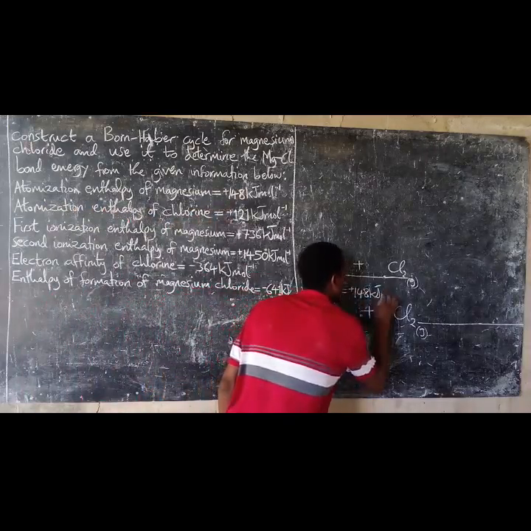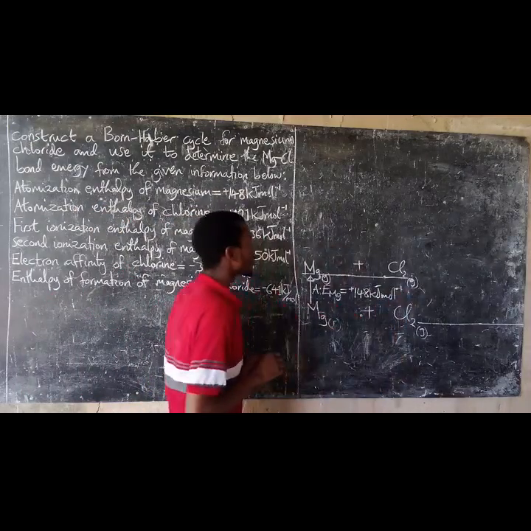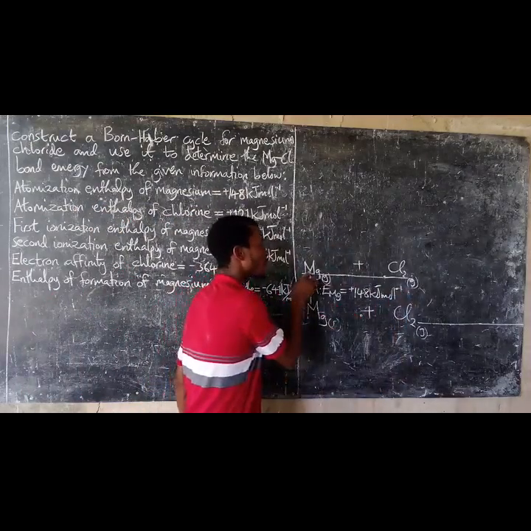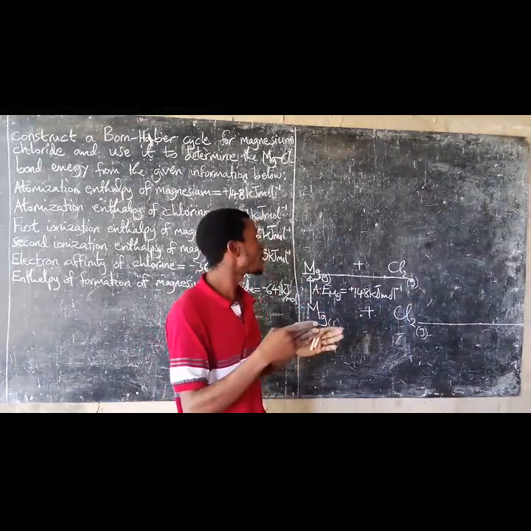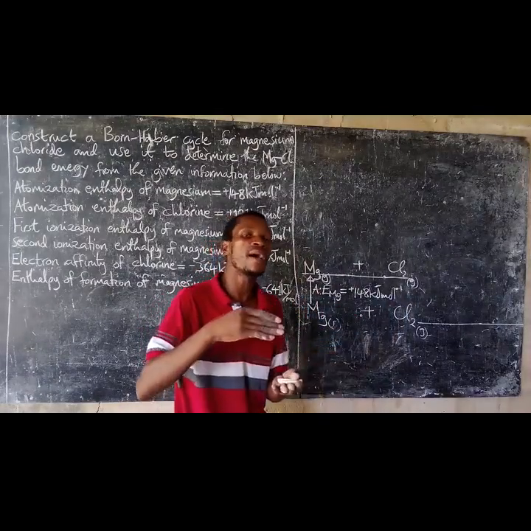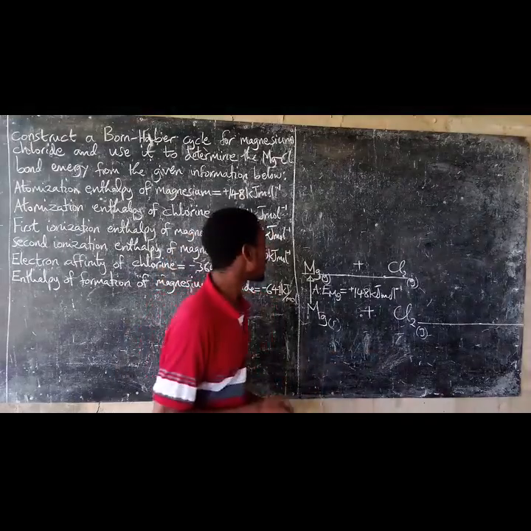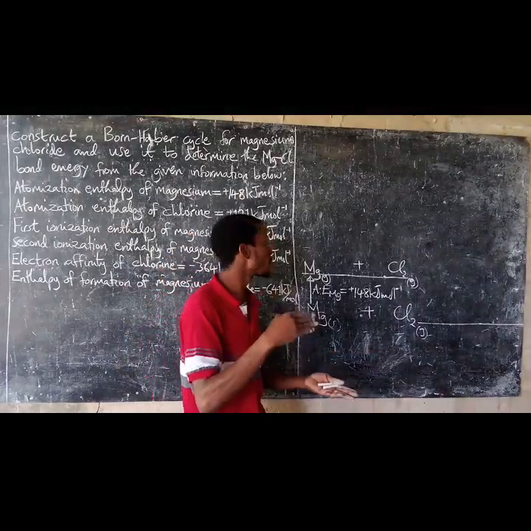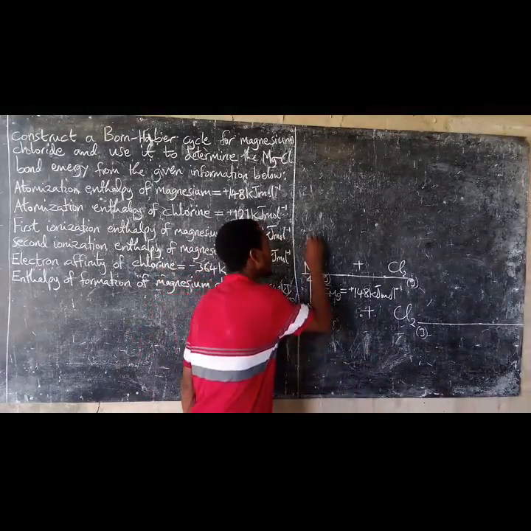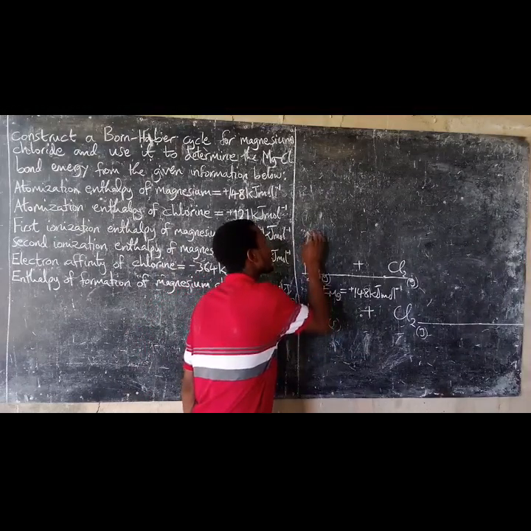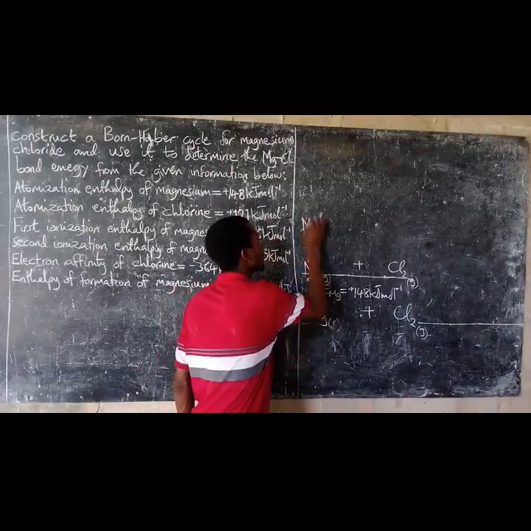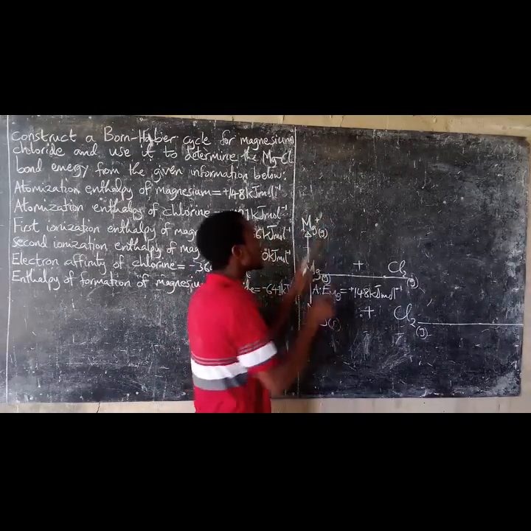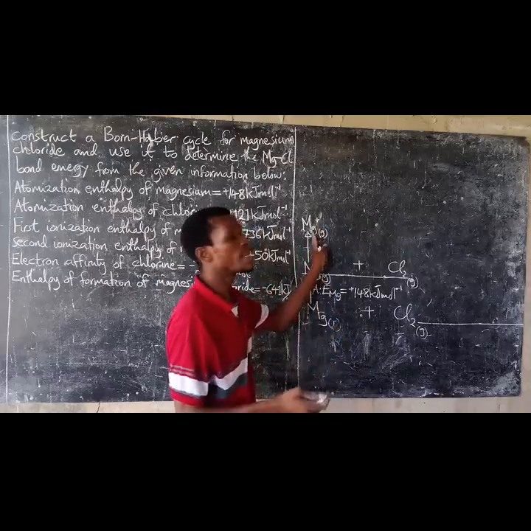148 kilojoules per mole. Then magnesium loses 2 electrons, but the 2 electrons are not lost at once. They are lost in steps. In the first step, the first electron is lost to form the monopositively charged gaseous ions.